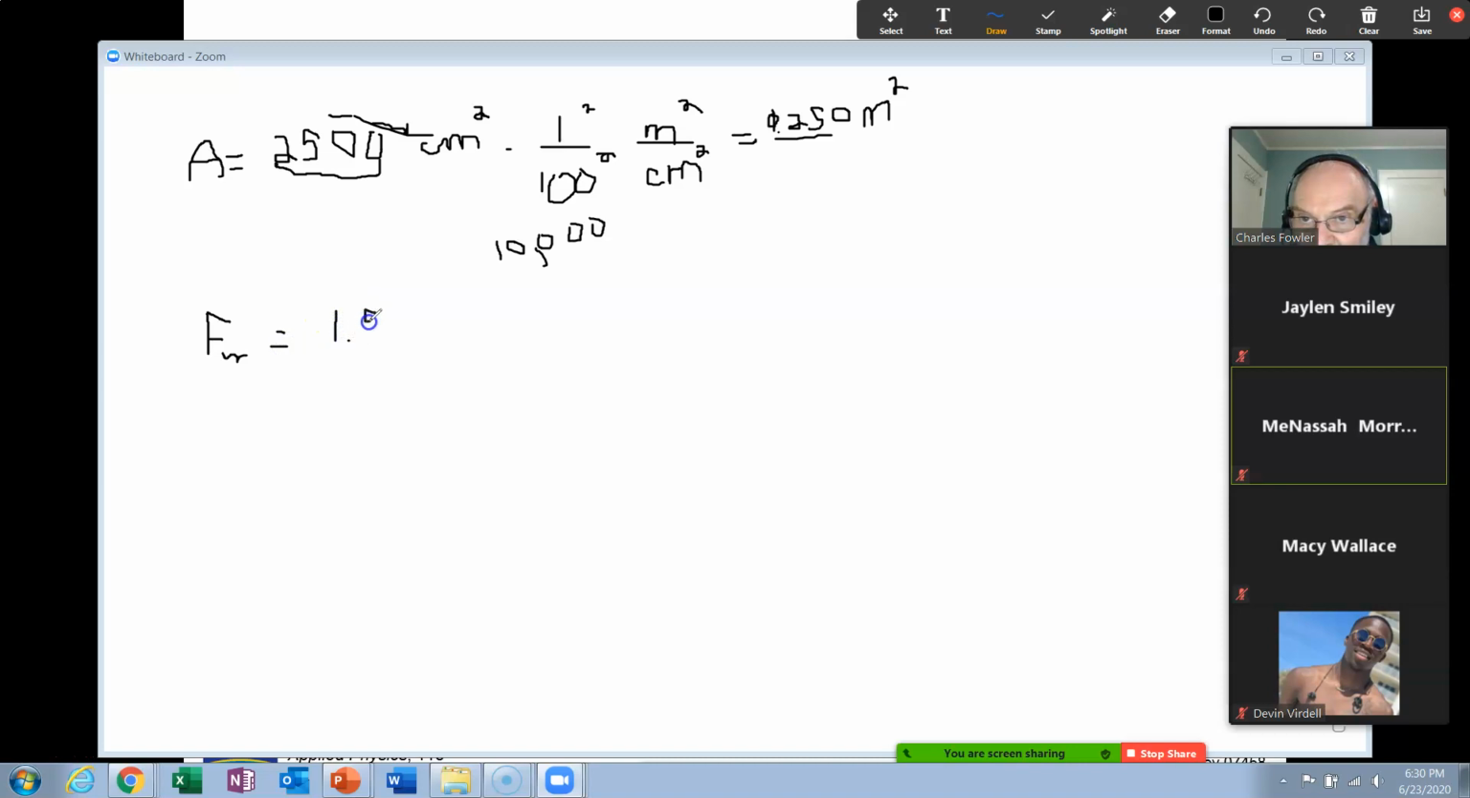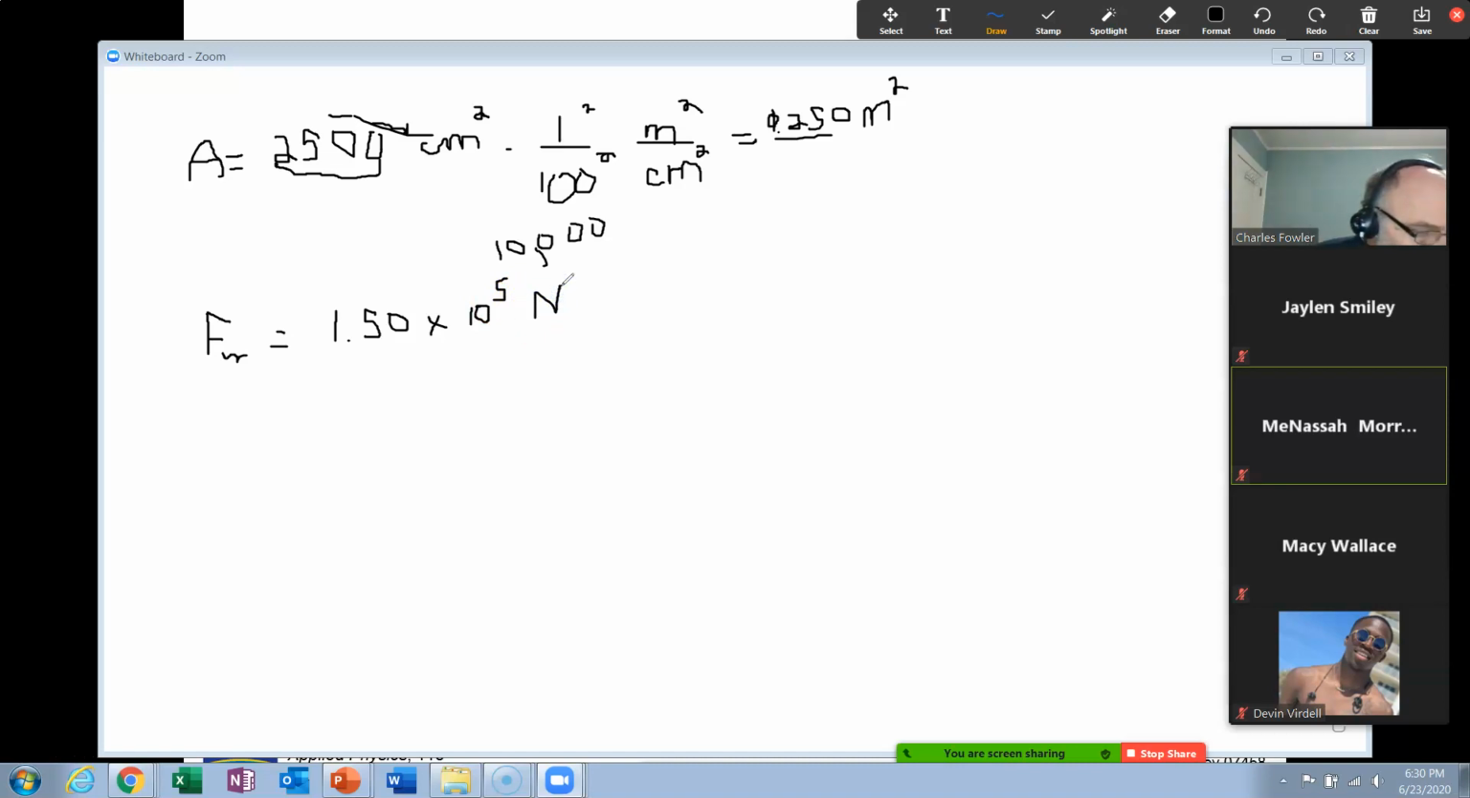1.50. That means there are 3 significant digits here, times 10 to the 5th. That meant you would have 3 more zeros that wouldn't be significant if you wrote it out as a number. 10 to the 5th newtons.